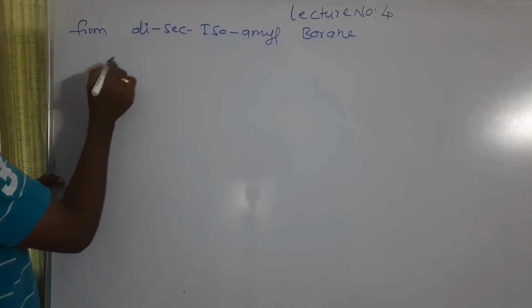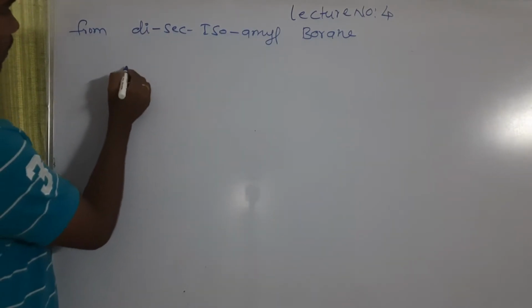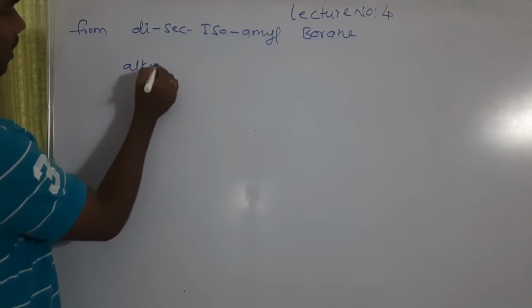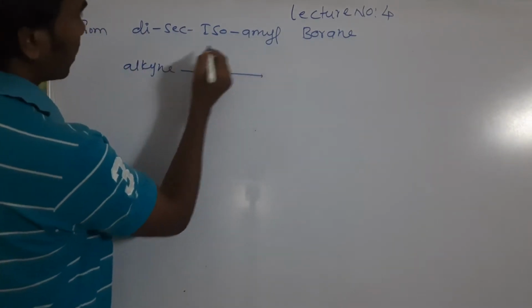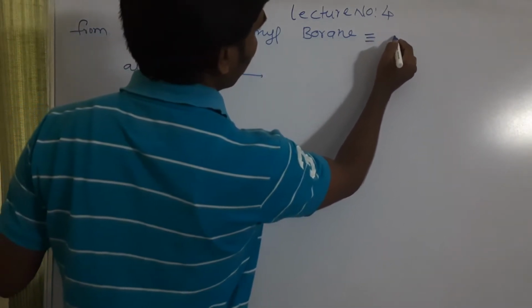So how will these compounds form? How will this compound form a carbonyl compound? For example, I am taking any alkyne. The alkyne will react with this compound. This compound, in very short, we can represent.